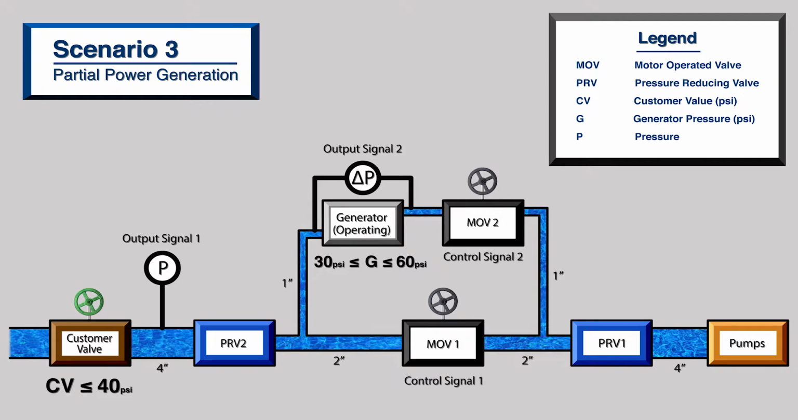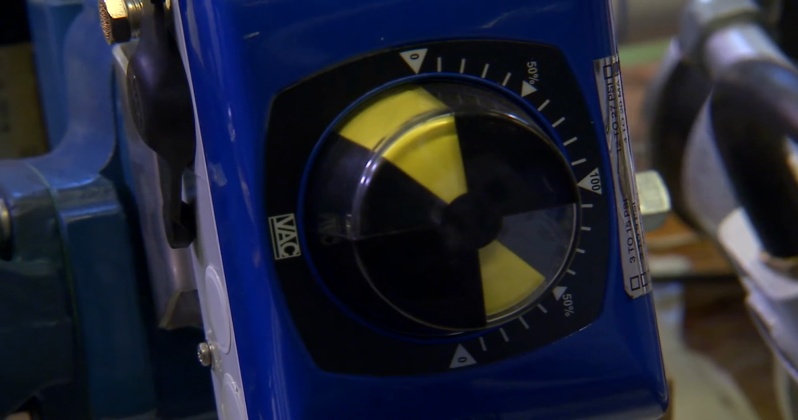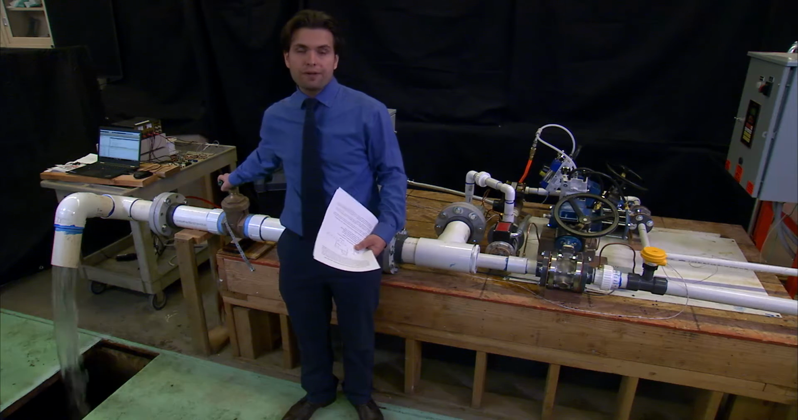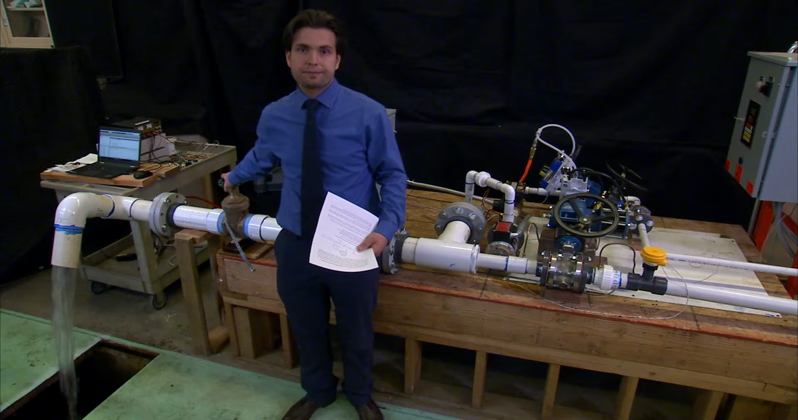By increasing the customer flow a little bit, we see that the pressure across the generator exceeds 60 psi. And so MOV number 2 needs to operate to control the pressure across the generator and maintain it at less than 60 psi, because it is dangerous for the generator to have the pressure more than 60 psi. At the same time, MOV number 1 starts to operate and control the pressure on the customer side at 40 psi. So we have both MOVs in the operational range.